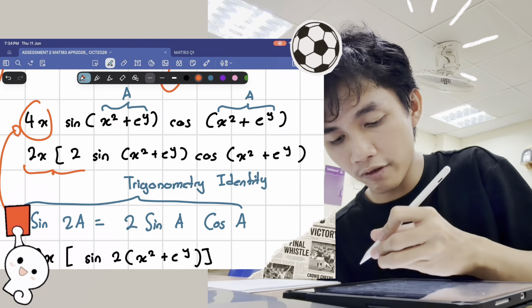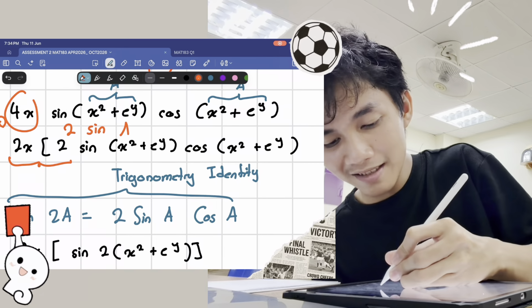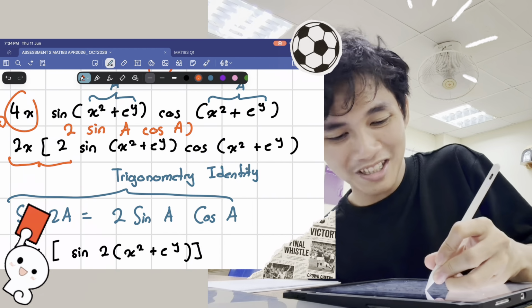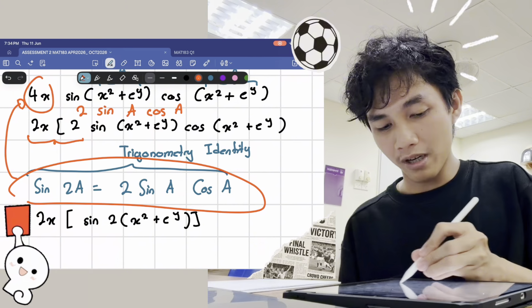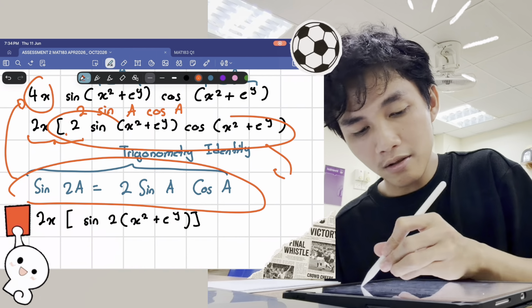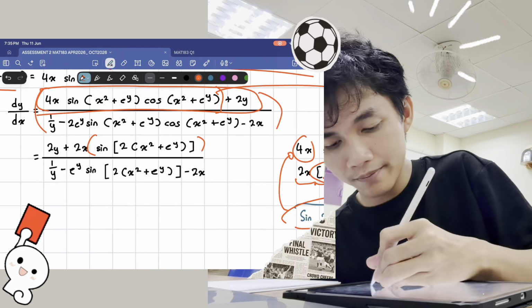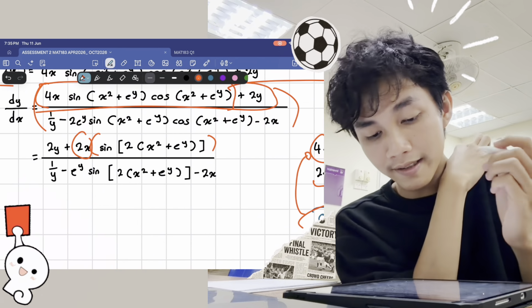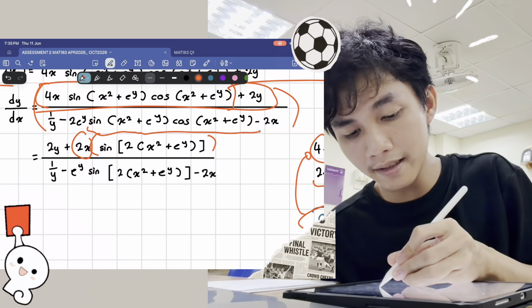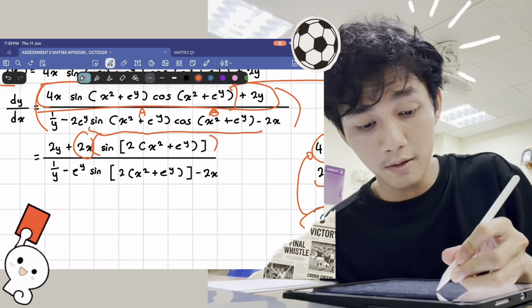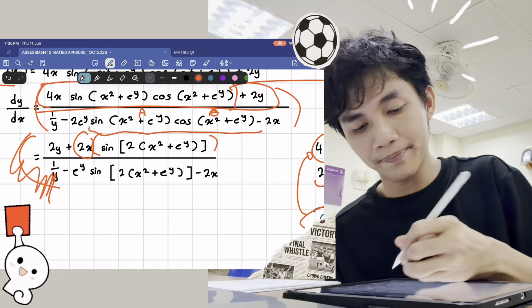So this one is 4, so we factorize it, it will become 2 and 2. So you can see right here, 2 sin a cos a. So basically we can use the trigonometry identity, which is this one. After that, we change this one to this one, and it will become like this. So that's why my answer is this one. Don't forget the 2x is still there. The denominator is still the same. This one is sin a cos a, so basically it's all the same. So this is the final answer for the question.